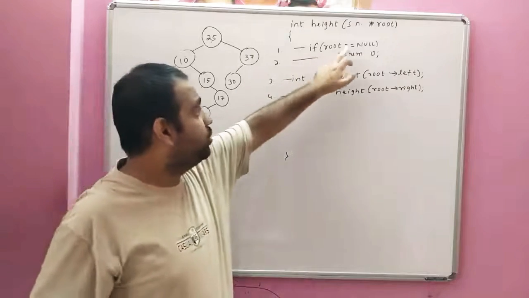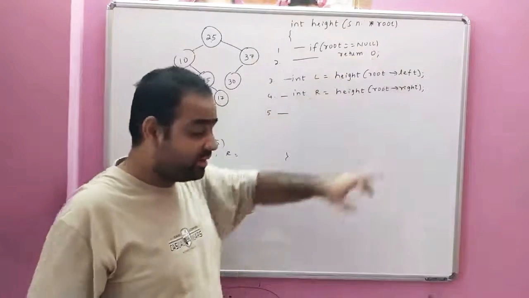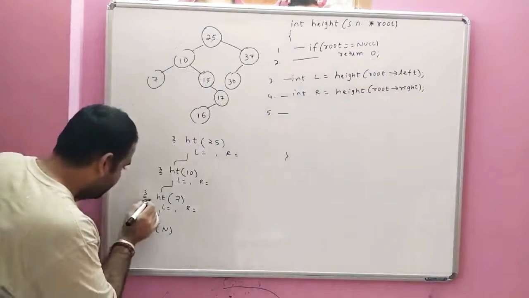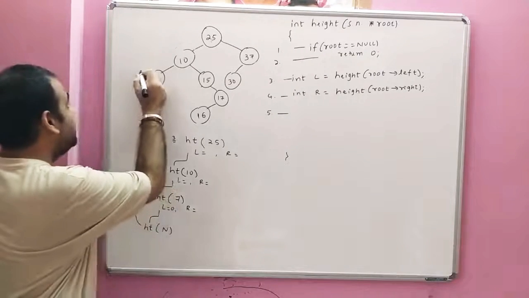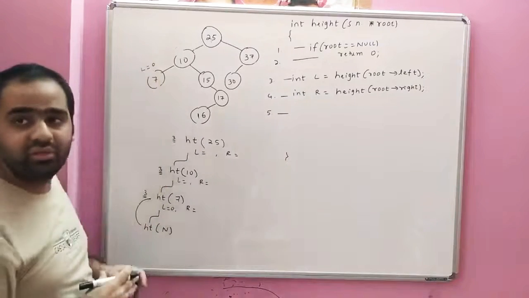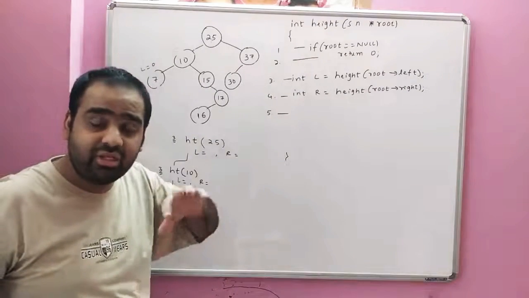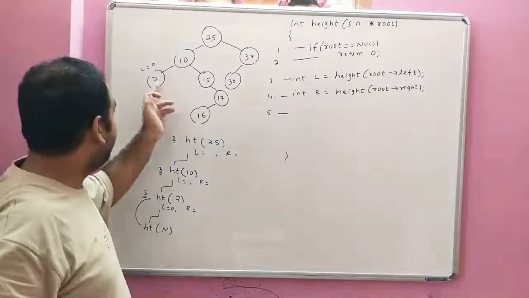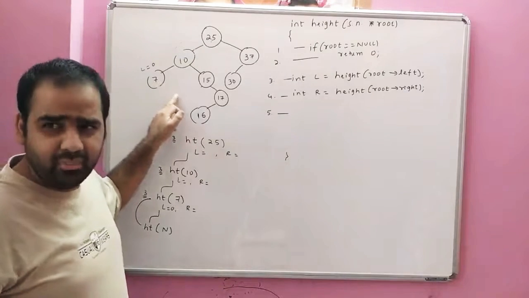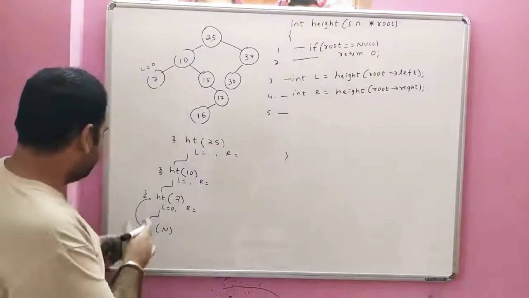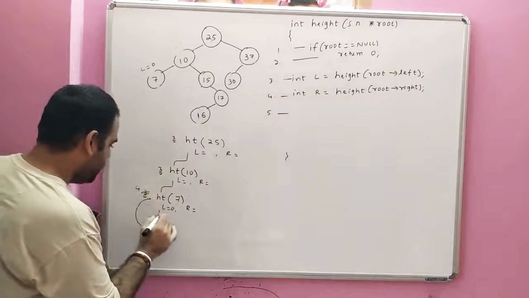Now again go back. Root equal null? Yes. You return 0. Where do you return 0? To line number 3. That means left height with respect to 7 is 0. That means the number of nodes on the LHS of 7 are what? 0. Now you have to compute the number of nodes on the RHS of 7. Line number 3 is done. Now you execute line number 4.